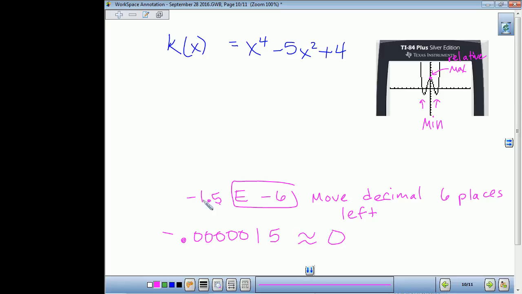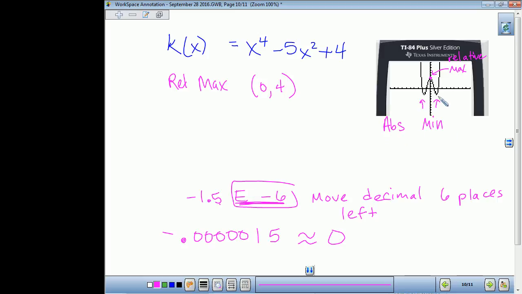Now, those of you that didn't get this for the relative max, didn't your x value round to 0? They will all round to 0. So be careful. Look for this, guys. This e to a negative something tells me it is 0. That's scientific notation.